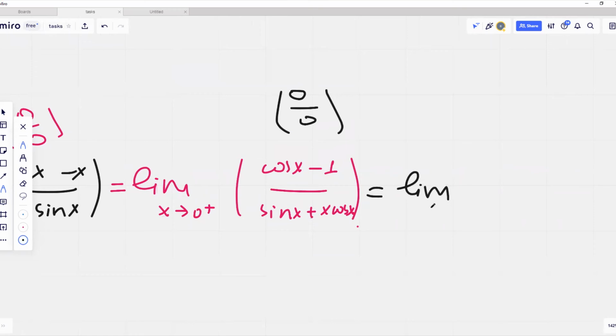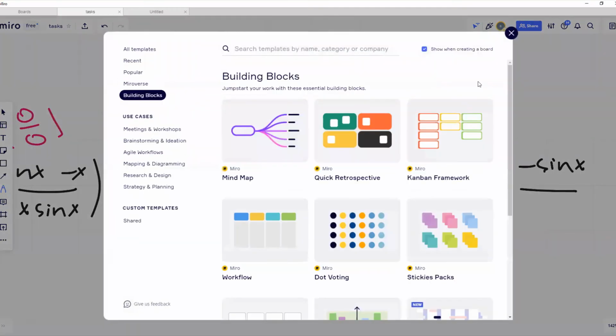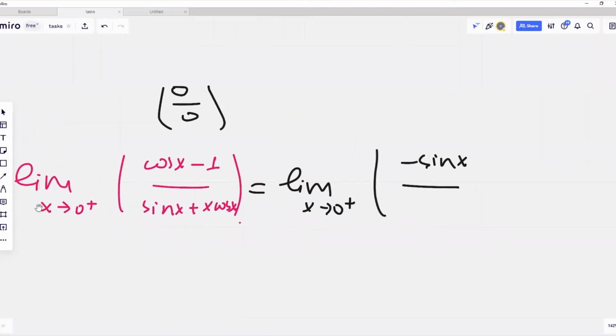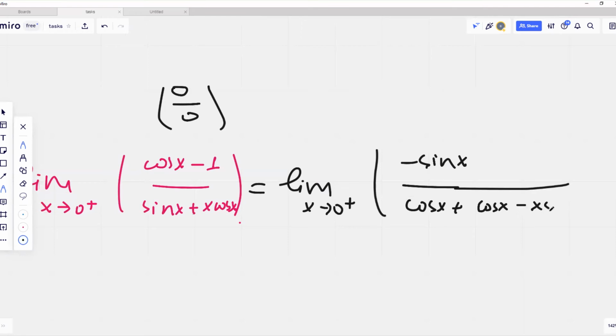So we'll have the limit when x is approaching 0 from the right side of minus sine of x over 1, over cosine of x plus cosine of x minus x sine of x.